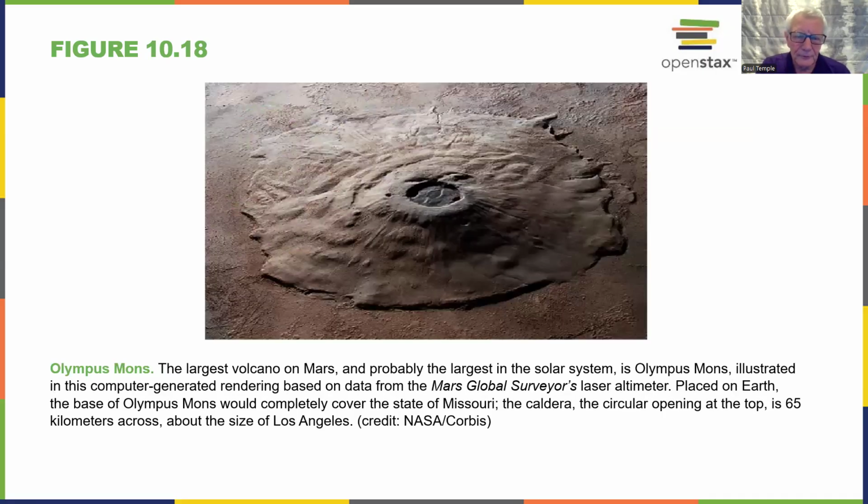This is Olympus Mons, largest volcano on Mars. It says probably the largest in the solar system. And the interesting thing is once you get on the slope of it, this looks from space like it's pretty steep, and it is. The opening on the top of it is 65 kilometers across, and it goes up to like 89,000 feet above the surface of Mars.